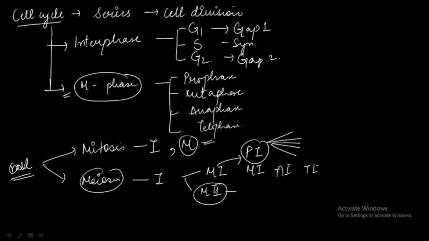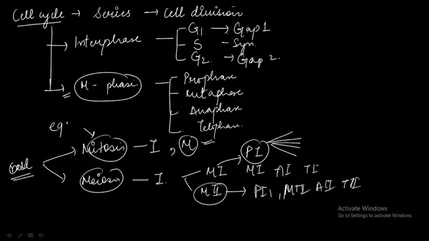In prophase 1, you have leptotene, zygotene, pachytene, diplotene and diakinesis. And in meiosis 2, you have prophase 2, metaphase 2, anaphase 2 and telophase 2. Every single thing would be similar. The only difference occurs because mitosis is equational division and meiosis is reductional division.